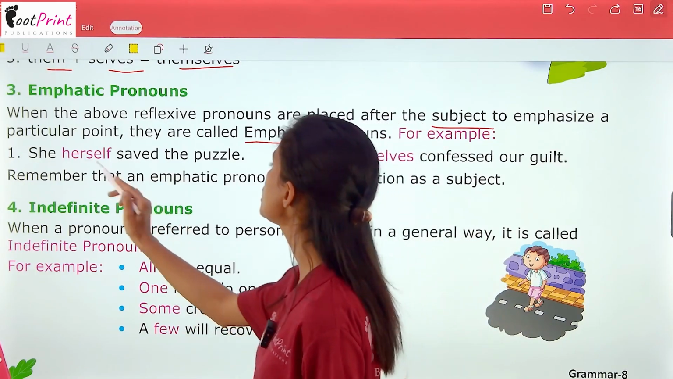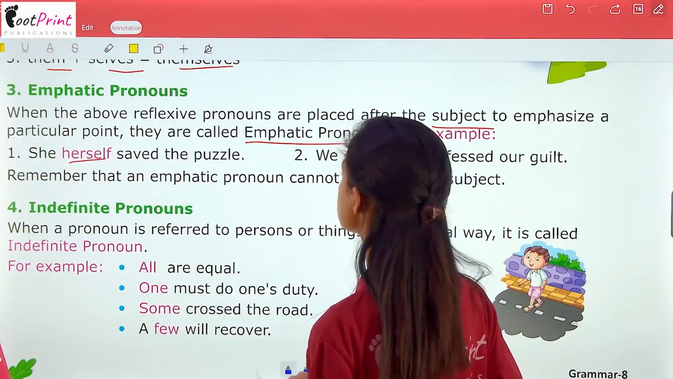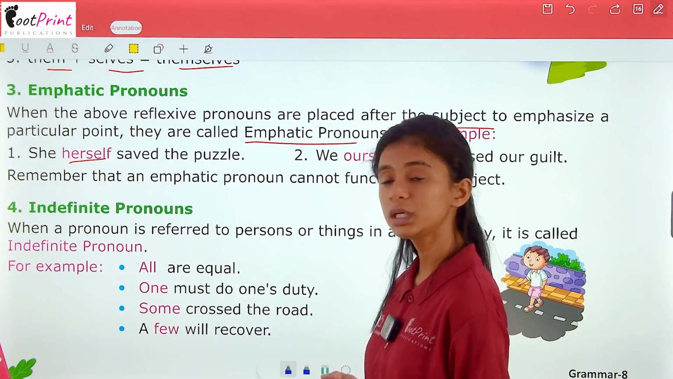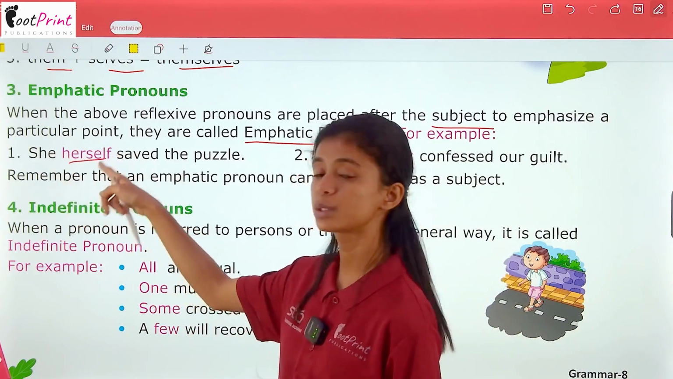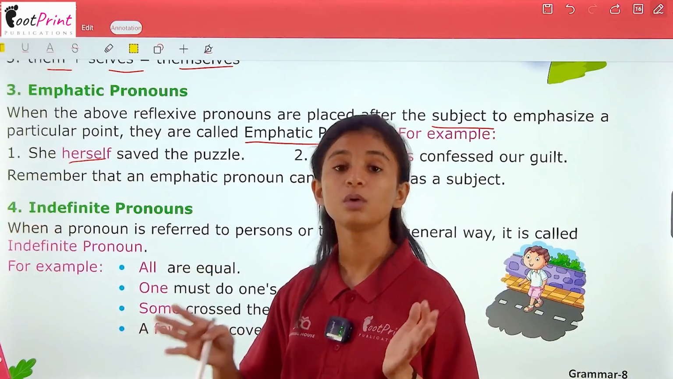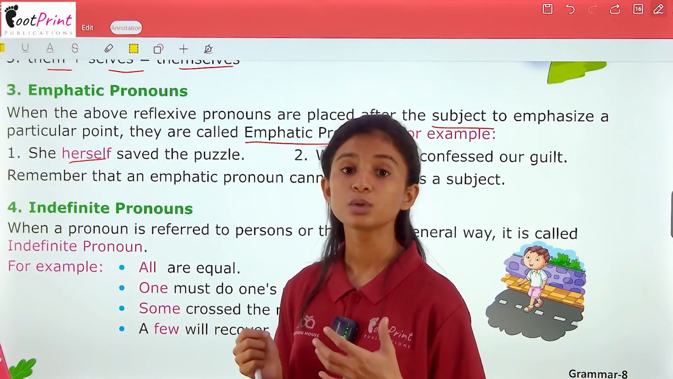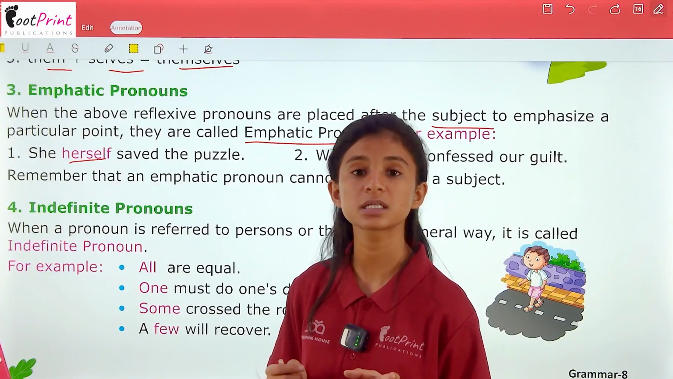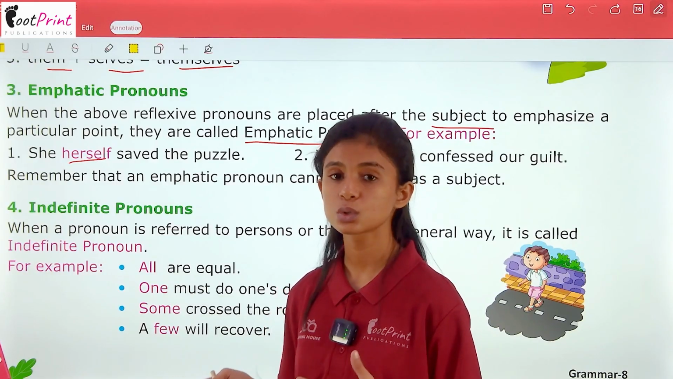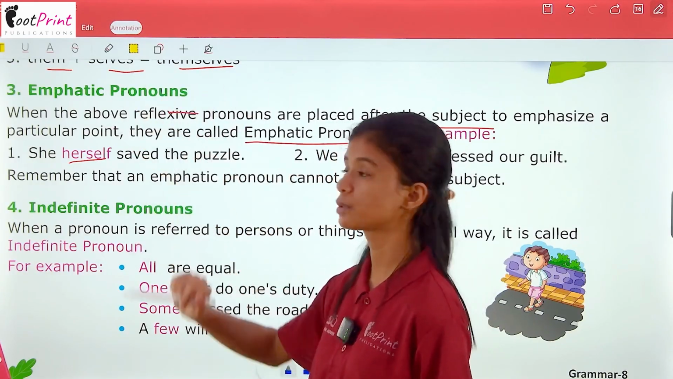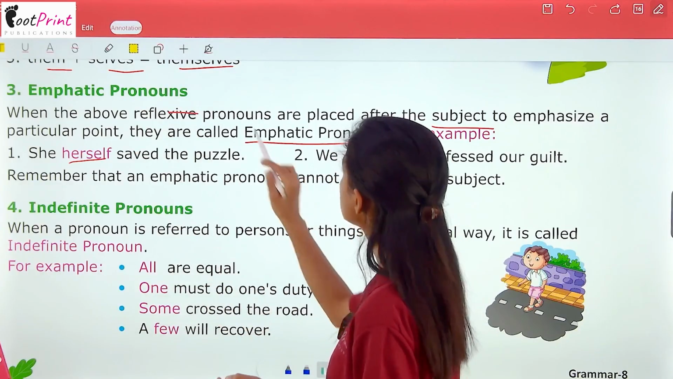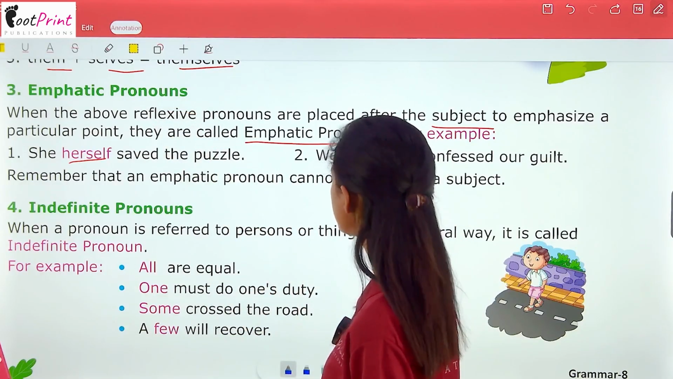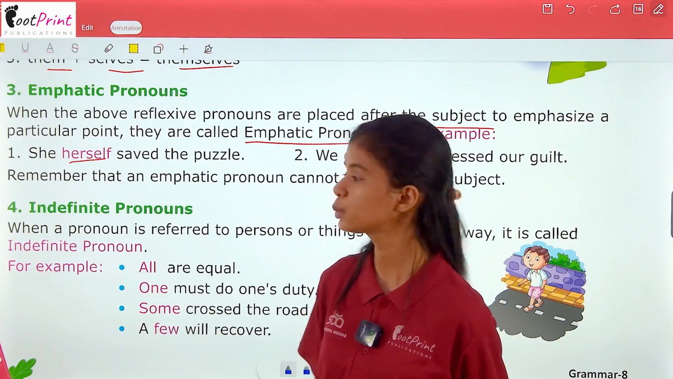For example, she herself saved the puzzle. Now, we are adding the reflexive pronoun after the subject, right after the subject, to emphasize on something. किसी चीज पर हम अच्छे से emphasize कर रहे हैं, उसको point out कर रहे हैं. So, this comes emphatic pronouns. Okay? The kind of pronoun is same, but we are changing the case or situation.